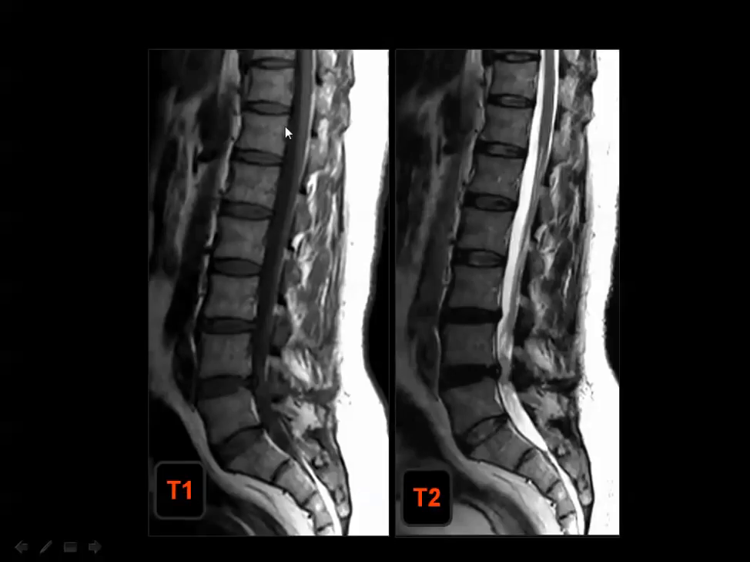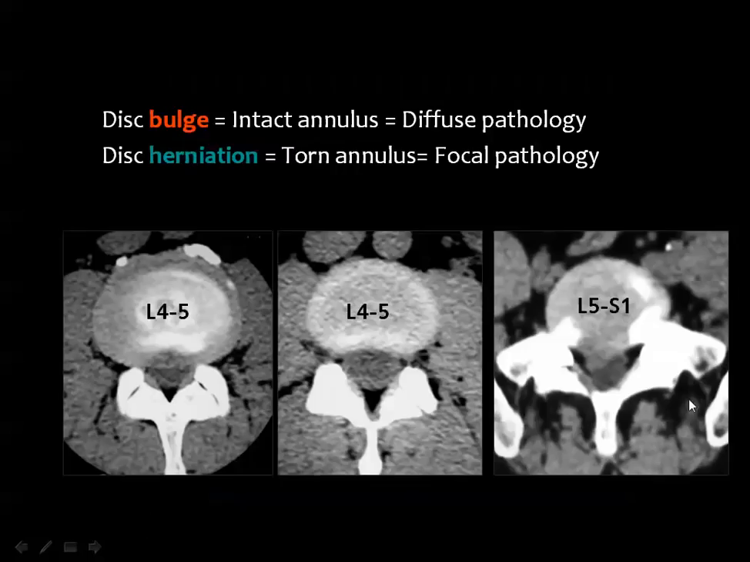Then if you look at the sagittal T1 weighted image and T2 weighted image, you can appreciate that the L3-4 disc is degenerated and extending inside the spinal canal. L4-5 is degenerated and extending also inside the spinal canal. L5S1 is good, and L2-3 is also good.